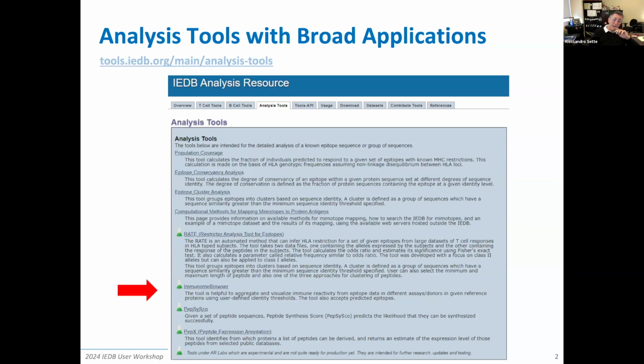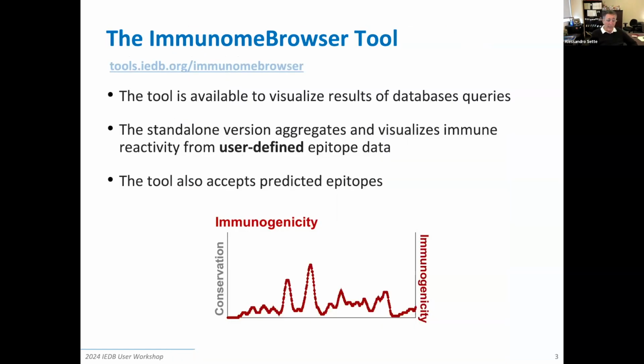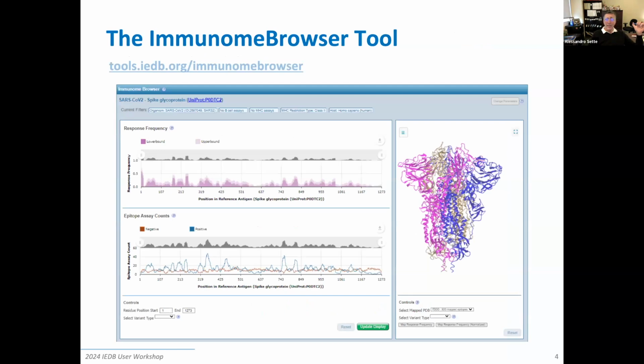I'm going to just quickly go through the ImmunomeBrowser, and Alba already showed you several different applications of the ImmunomeBrowser, so I don't want to duplicate that. We can use the ImmunomeBrowsers to project user-defined epitope data or predicted epitopes. And as Alba showed, this can be used to look at, for example, spike and look at three-dimensional structures, antibody T-cell reactivity. So it's really broadly applicable analysis tool.